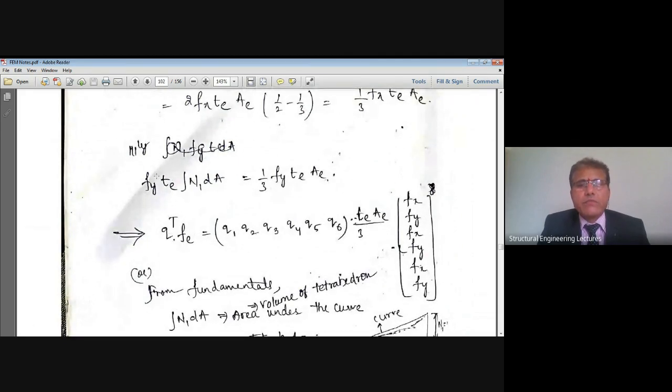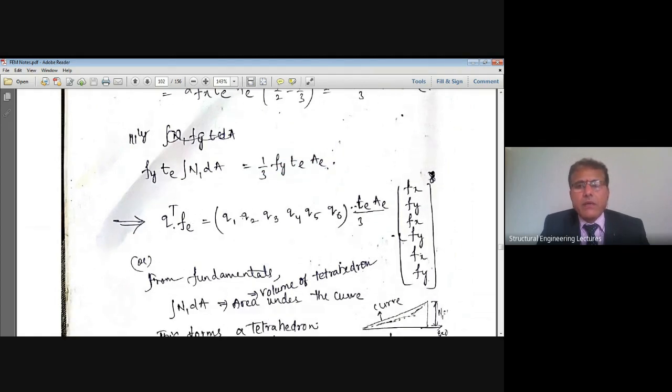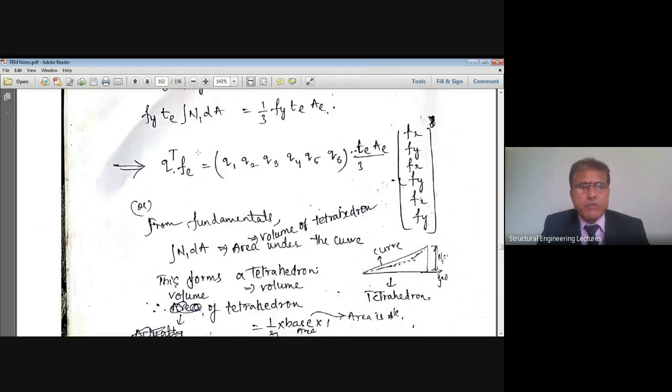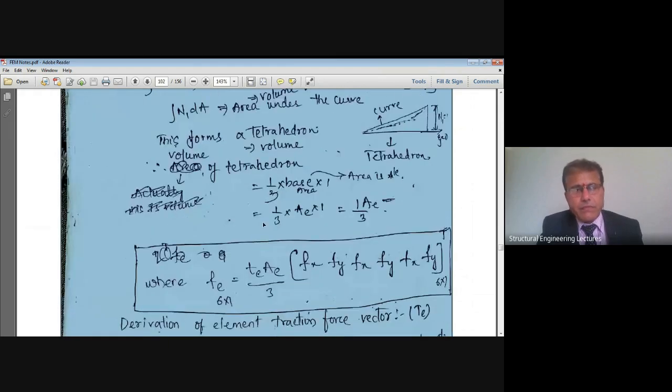Similarly, if you take the other terms, it can be proved that Fy t multiplied by N1 dA is also 1 by 3 Fy t multiplied by AE, Fy multiplied by volume of that element. Then substituting these, the above equation can be written as Q transpose multiplied by Fe, where Q is Q1, Q2, up to Q6, the 6 by 1 matrix applied upon this Fe. Fe is nothing but volume by 3, that is t multiplied by A divided by 3, Fx, Fy, right?